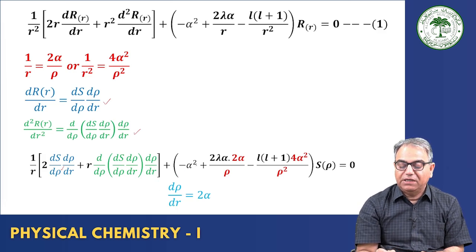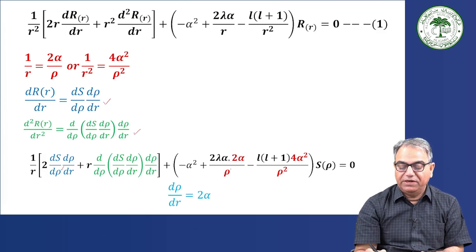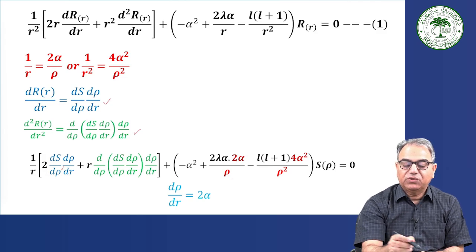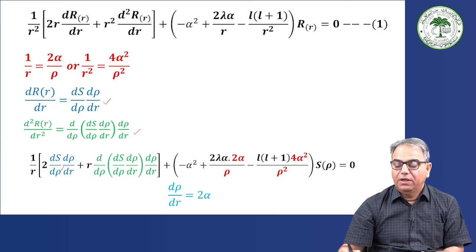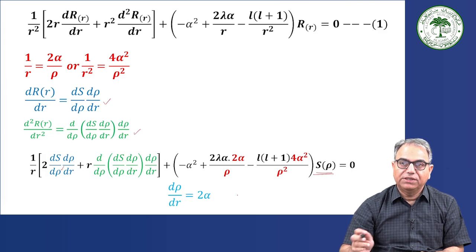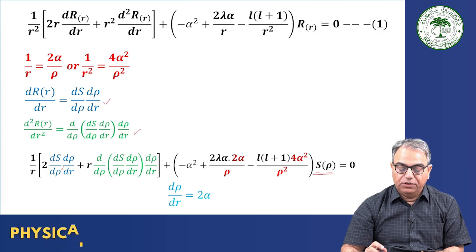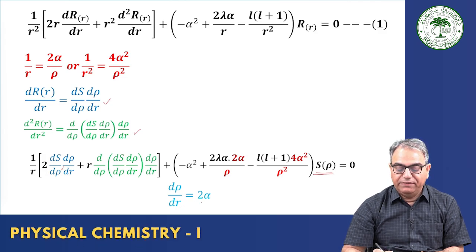Then minus alpha square plus 2 lambda alpha into 1 by r. 1 by r was 2 alpha divided by r, so 2 alpha divided by rho. Then 1 by r square is 4 alpha square divided by rho. So, L into L plus 1, 4 alpha square divided by rho, and again r is replaced by S rho. Okay. So, you get this equation. Now, the variable is changed, the function is changed. The variable is rho now and the function is S now. Okay. So, d rho by dr we got as 2 alpha.